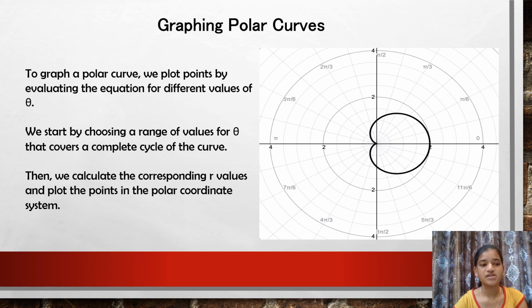Graphing polar curves. To graph a polar curve, we plot points by evaluating the equation for different values of theta. We start by choosing a range of values for theta that covers a complete cycle of the curve. Then we calculate the corresponding r values and plot the points in the polar coordinate system. Here you can see the diagram. This is one of the graphs of a polar curve.